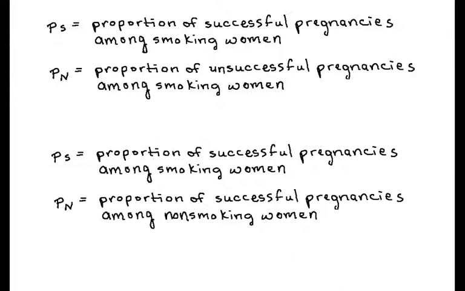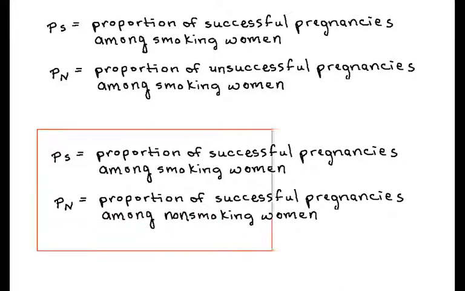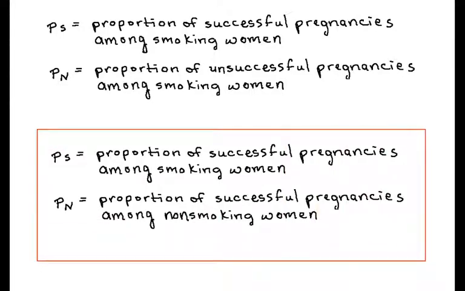And I will now say it is the second pair that is correct for using PS minus PN. These are two independent parameters. If we put this in the context of what we were just talking about, notice that the first pair, both of them say among smoking women. So this is one group.